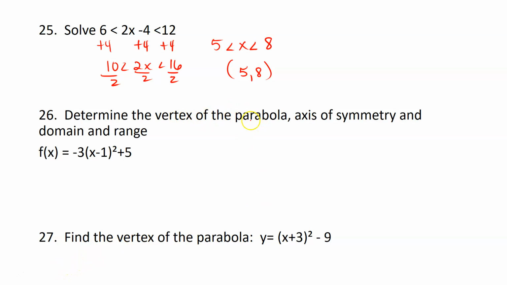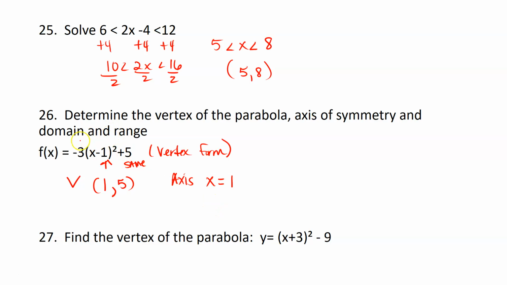To find the vertex of a parabola, this is in what's called vertex form. I take the opposite of what's inside the parentheses. I keep what's outside the parentheses the same. So the vertex of that parabola is 1, 5. To get the axis of symmetry, it's always x equals whatever the x coordinate is.